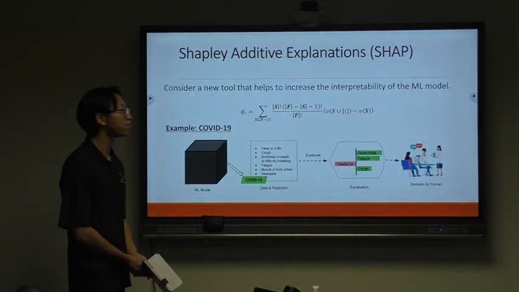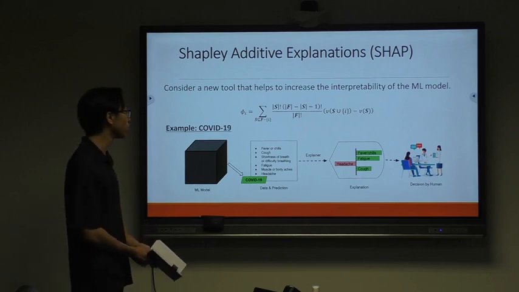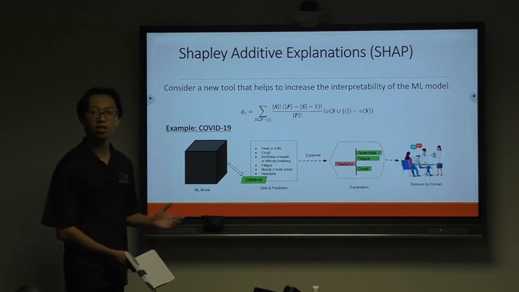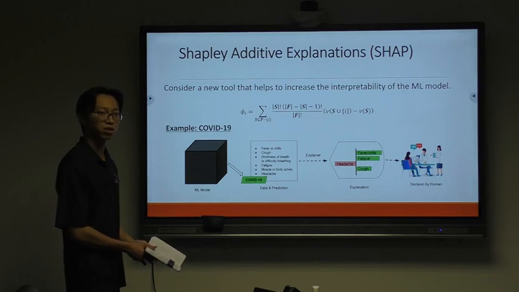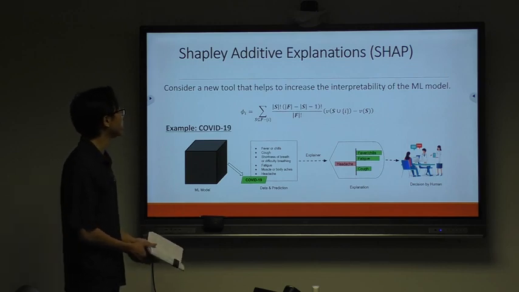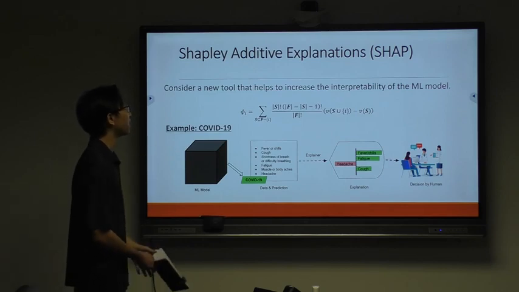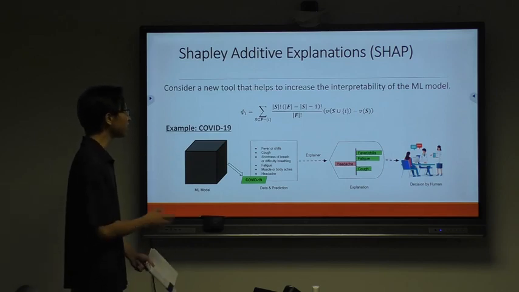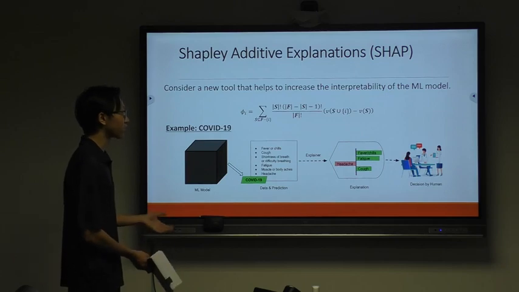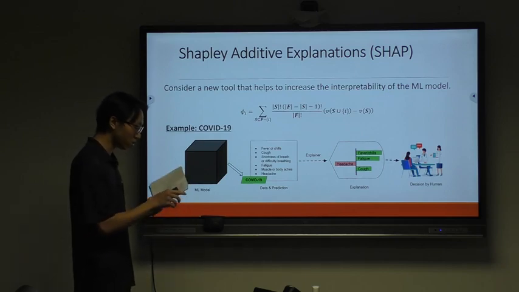However, this machine learning model is still a black box. It only tells us the result, but not how it got there. So the second goal of this research is to introduce SHAP, SHapley Additive exPlanations, to help us increase the interpretability of the machine learning model.